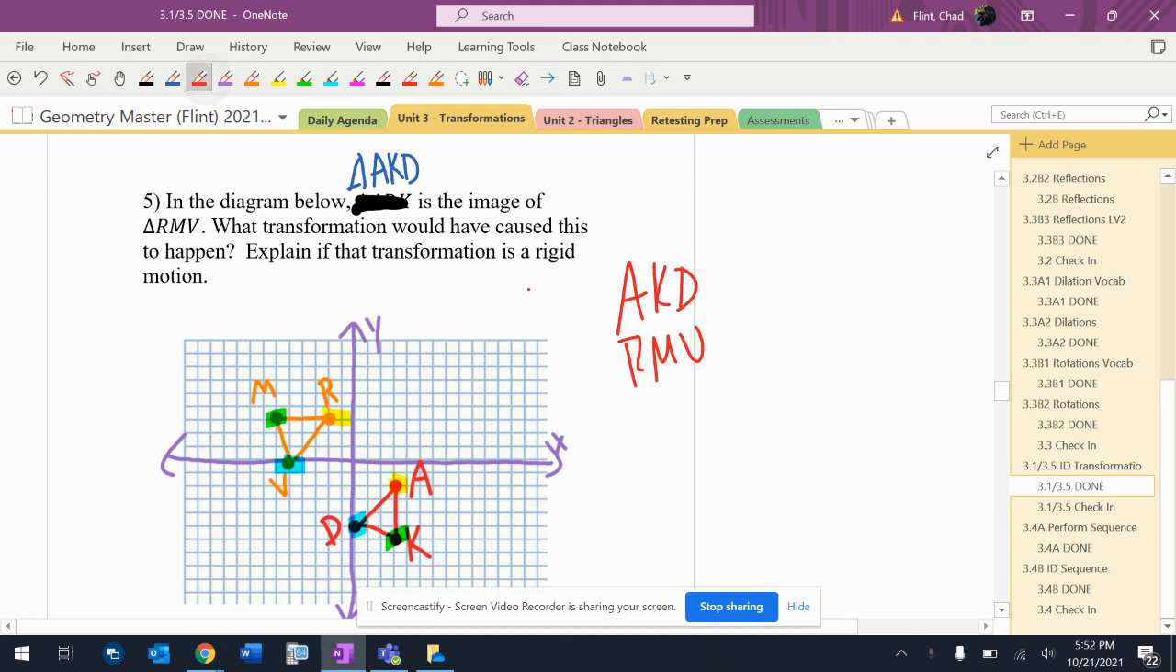All right, and actually it's the other way around. This is the image down here. So this is a 2 and that's a 1, just to kind of get an idea. So how does it get from there to there?